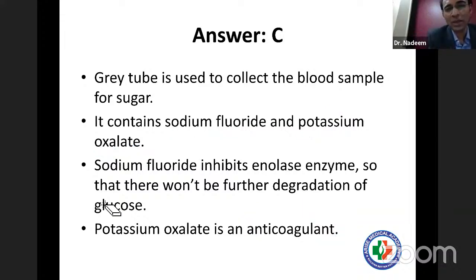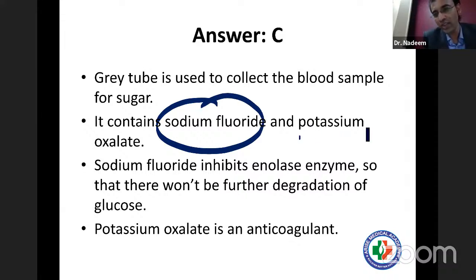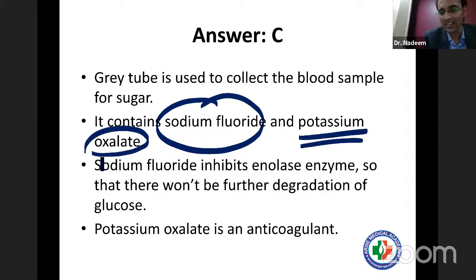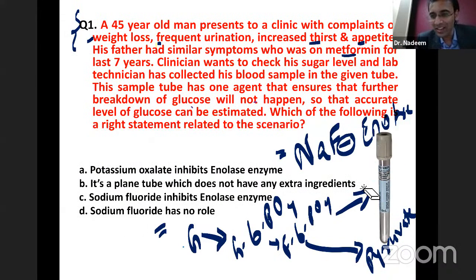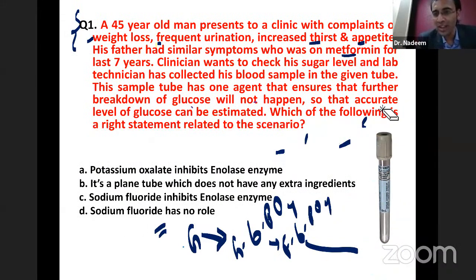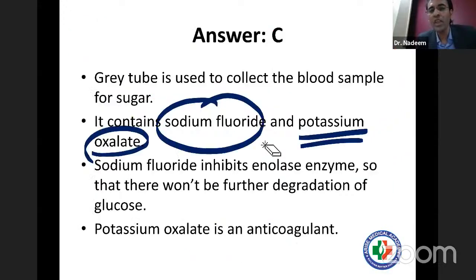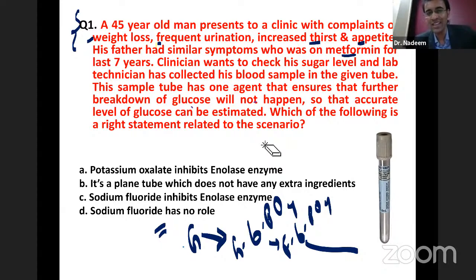Sodium fluoride and potassium oxalate. These two are added in this gray tube. Sodium fluoride is blocking the enolase enzyme, which stops the pathway before phosphoenol pyruvate, so that there should not be further conversion. And oxalate is working as an anticoagulant. So the answer is C here.